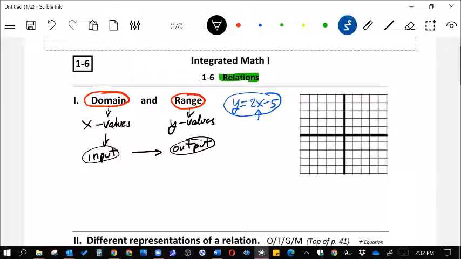Sometimes in earlier years, you learn about them called function machines. In this case, it's a relation. We can look at functions next section. But if you put in something for the X, you do these things to it. You put in the X, then you multiply by 2, you get an answer, and then you subtract 5 from that answer. So it's like doing these steps. Put in the number for the X, multiply by the 2, and then subtract 5. And as a result, you get a Y as an answer. And that Y is the range.